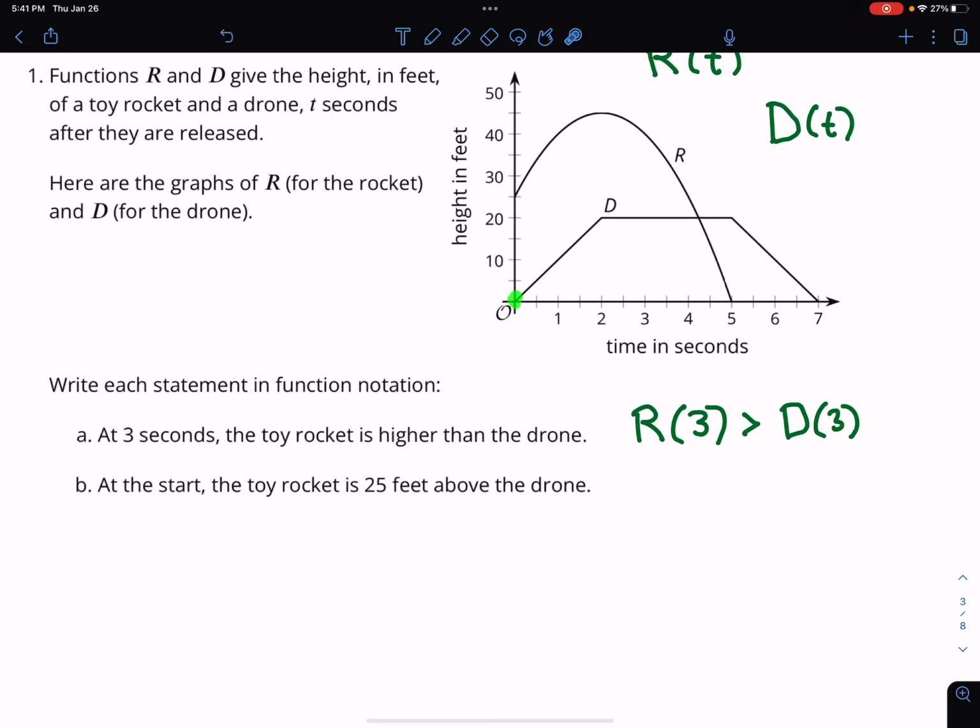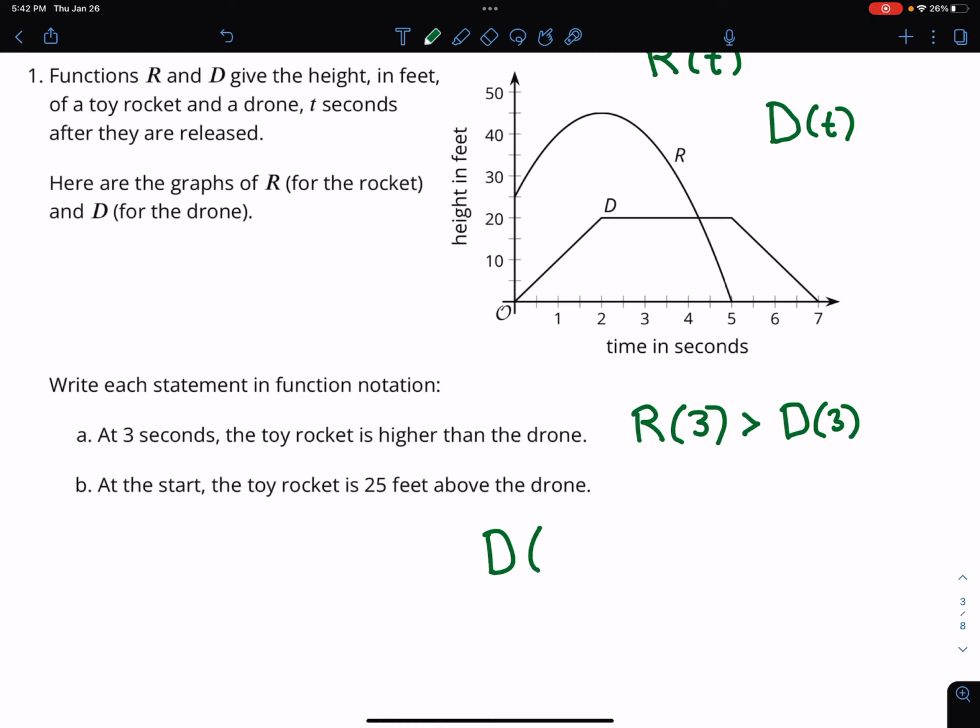It's got this initial height of 0. They must have taken the drone, took off from the ground, and started flying. So at 0 seconds, it was 0 feet high. So how can we write that? We're going to use R of t and D of t. So the way I like to write this is say D of t, the drone as a function of time, and how much time has passed.